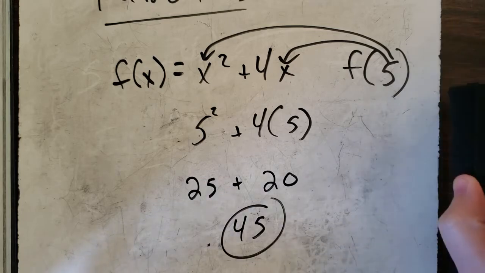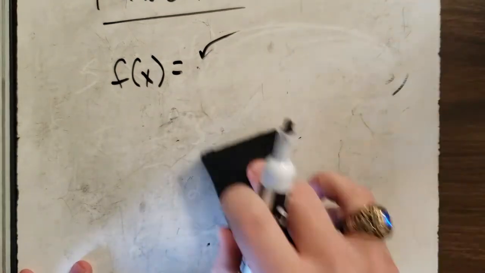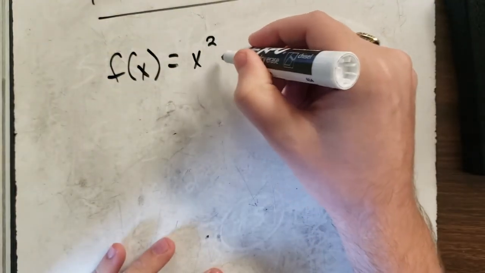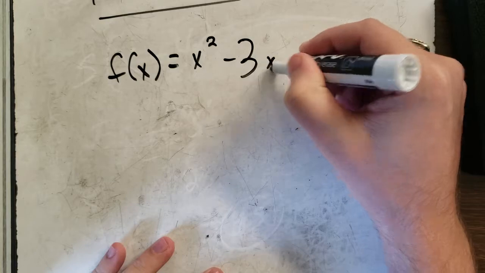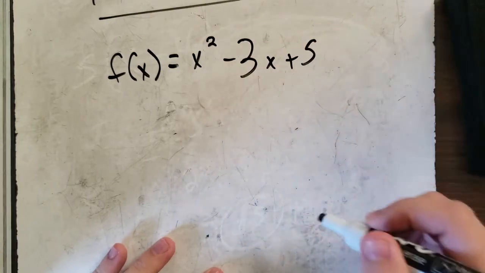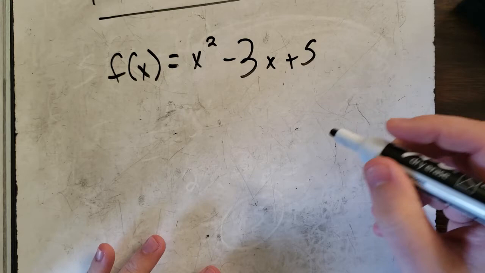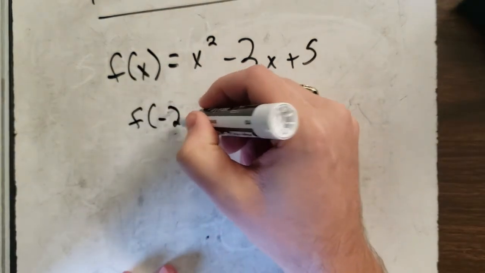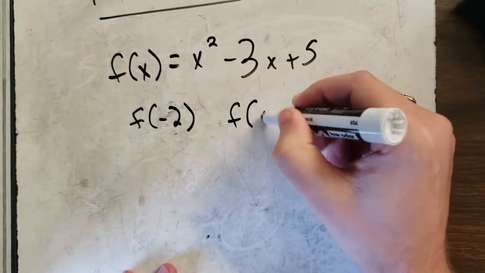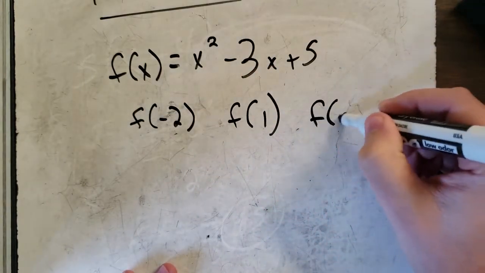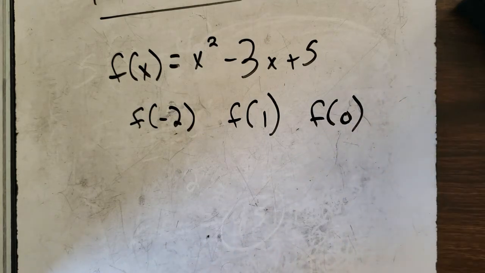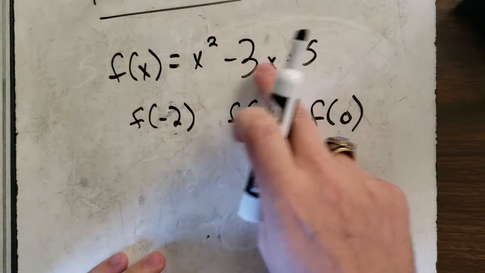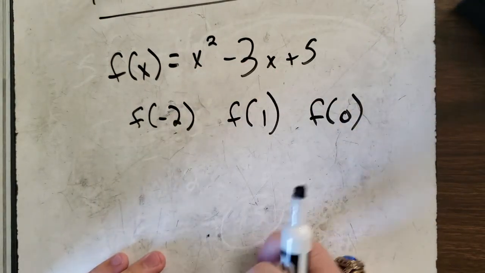Now, what you're going to see when we do the work is this. They're going to give you a function, like this: x squared minus 3x plus 5. And then they're going to give you options: f of -2, f of 1, and f of 0, okay? And all it means is that you're going to solve this equation 3 times, okay? So first time you're going to put the -2 in there, second time you're going to put the 1 in there, the third time you're going to put 0 in there.